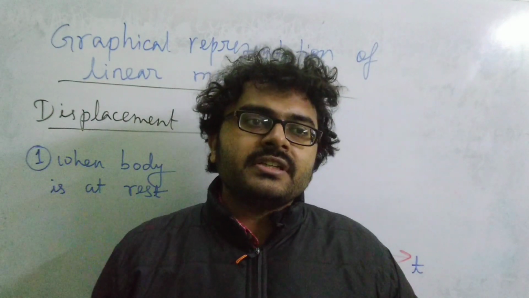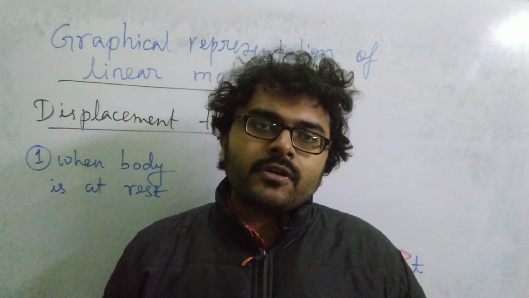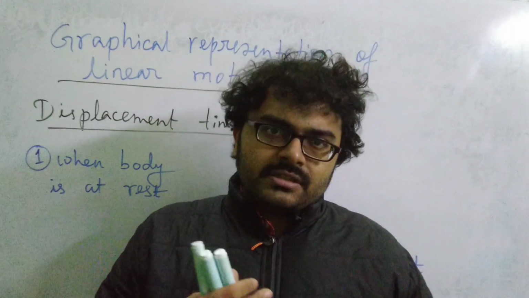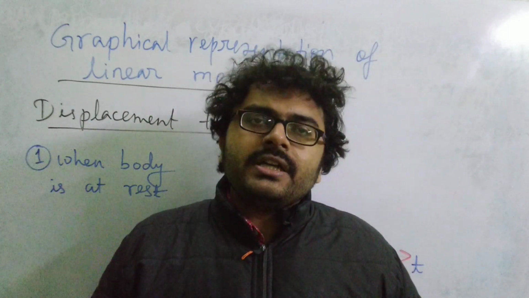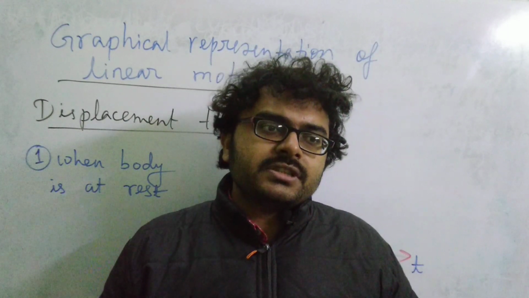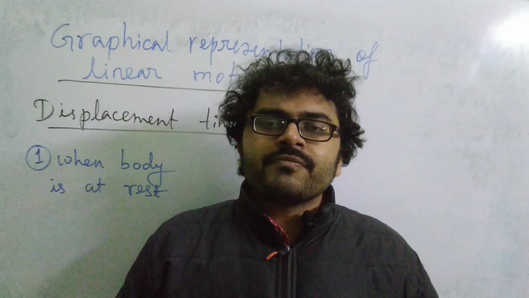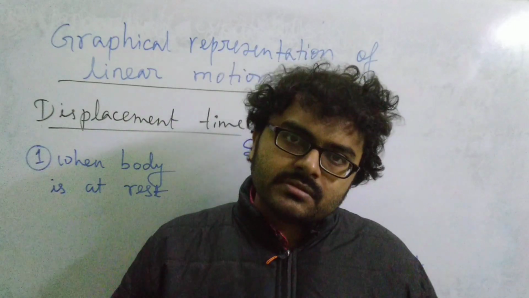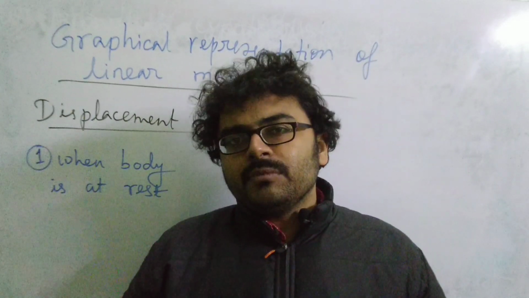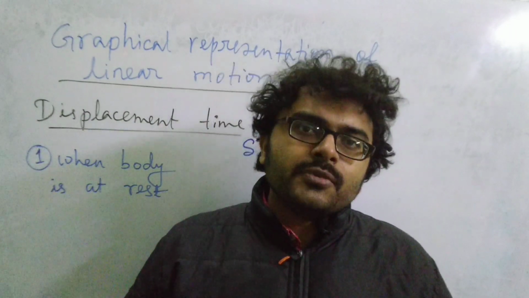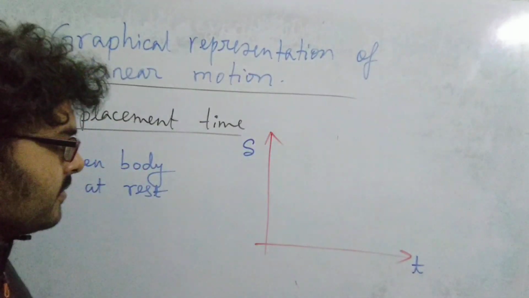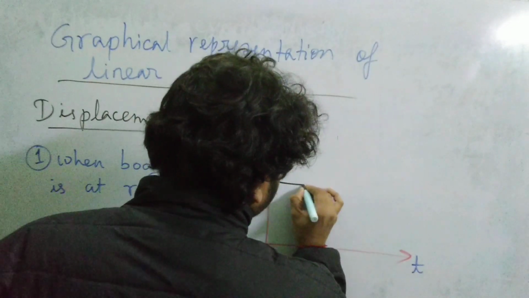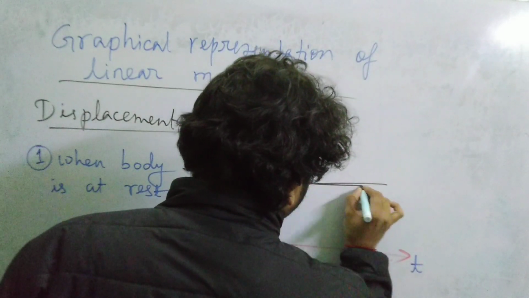Say I consider a reference frame in which a certain point is our origin, the 0,0 coordinates. From that point, a body is situated 2 meters away, and the body is at rest. So the body will be constantly at that position. Time is elapsing, but the body is not changing its position. In that case, the displacement time graph will look something like this, just a straight line.